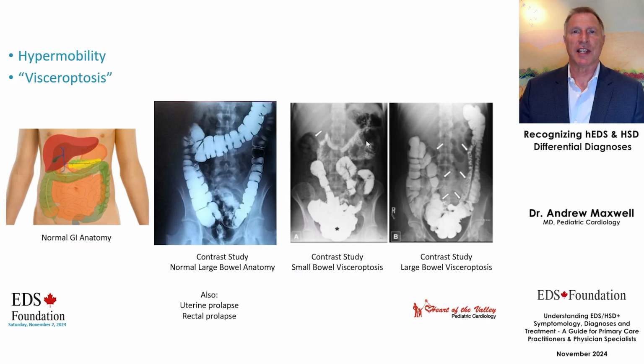Visceroptosis, another syndrome of sag. This is where the abdominal organs sag down inappropriately in the abdomen, and it can be small bowel or large bowel. This first image is that of the large bowel in the appropriate position. This picture here shows a contrast study with the small bowel down in the pelvis. And the same is found here with the large bowel down in the pelvis. There are also other prolapses such as uterine prolapse and rectal prolapse.